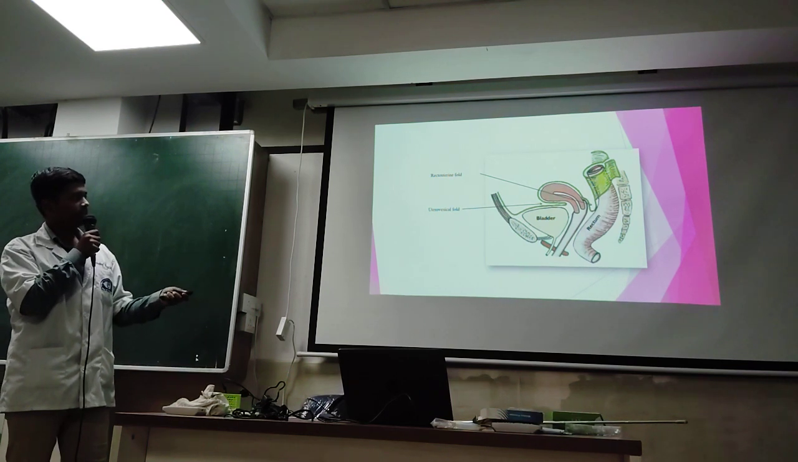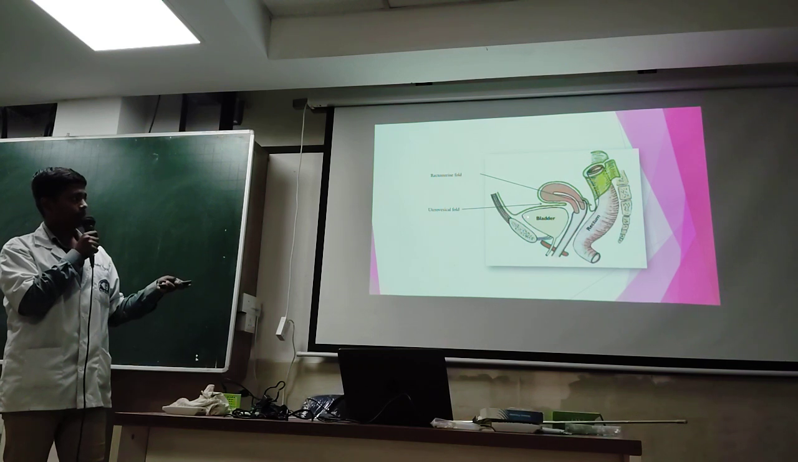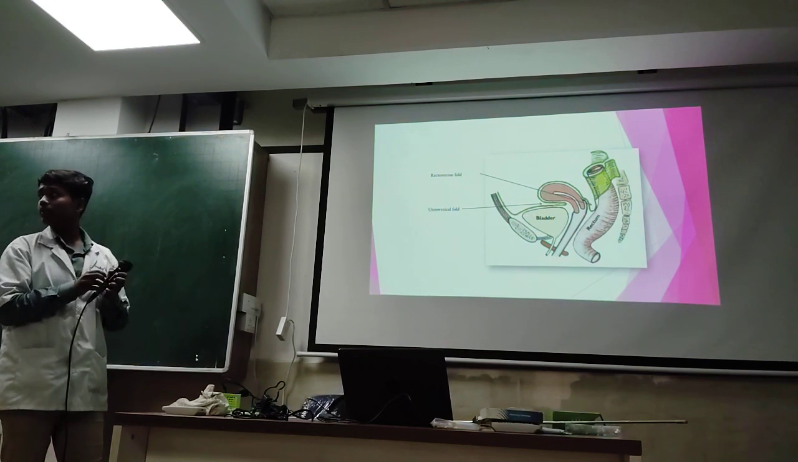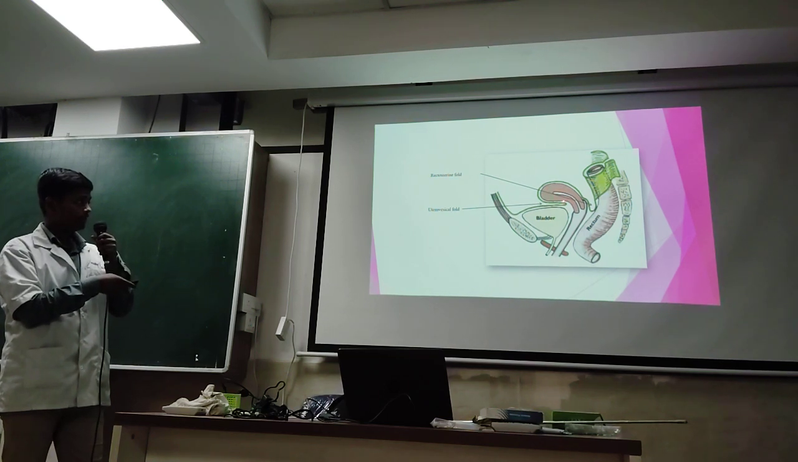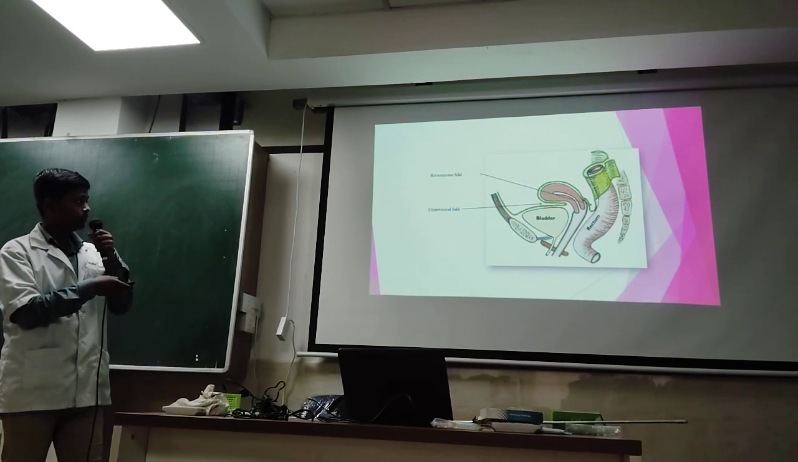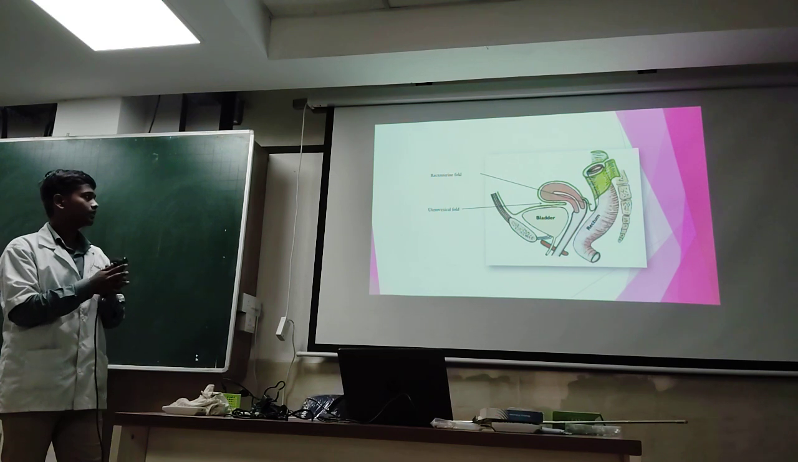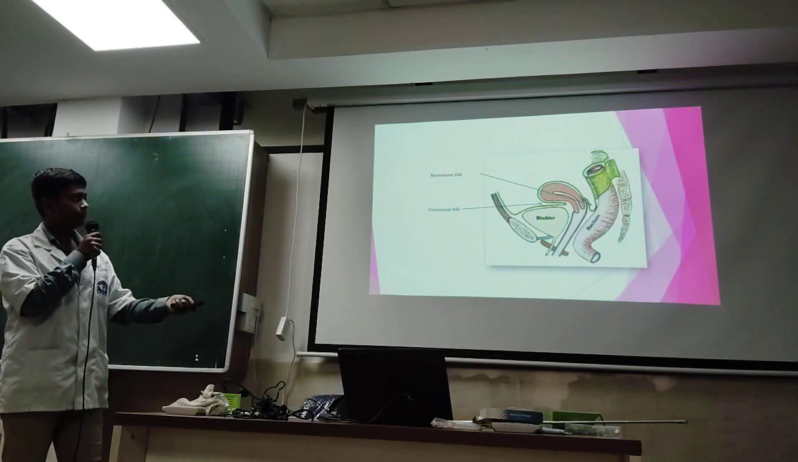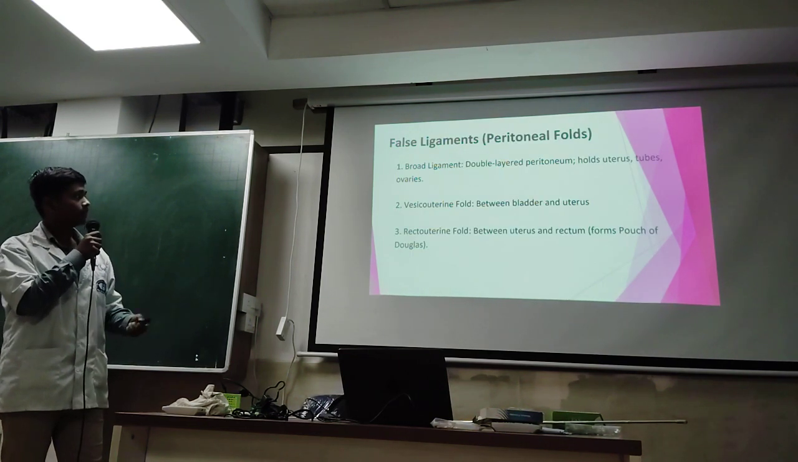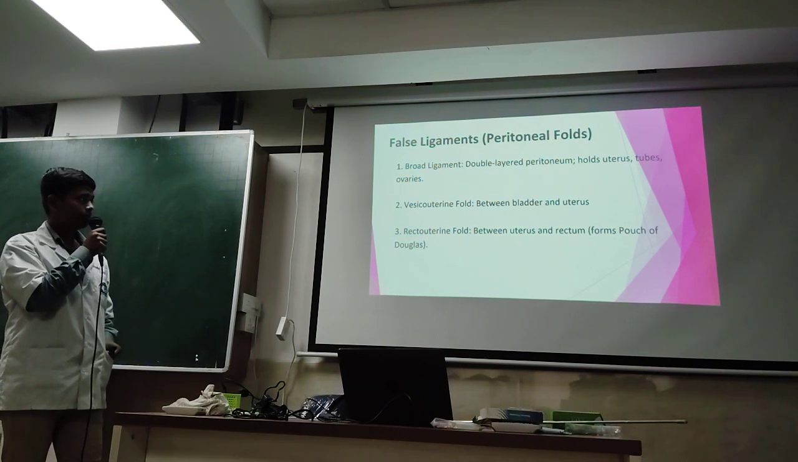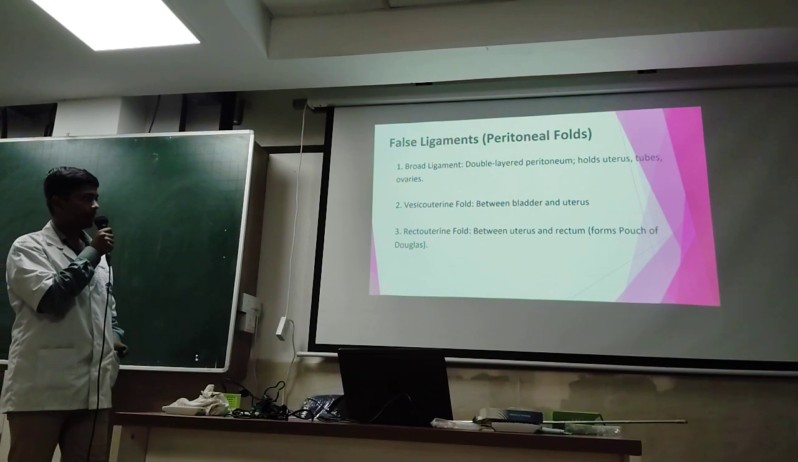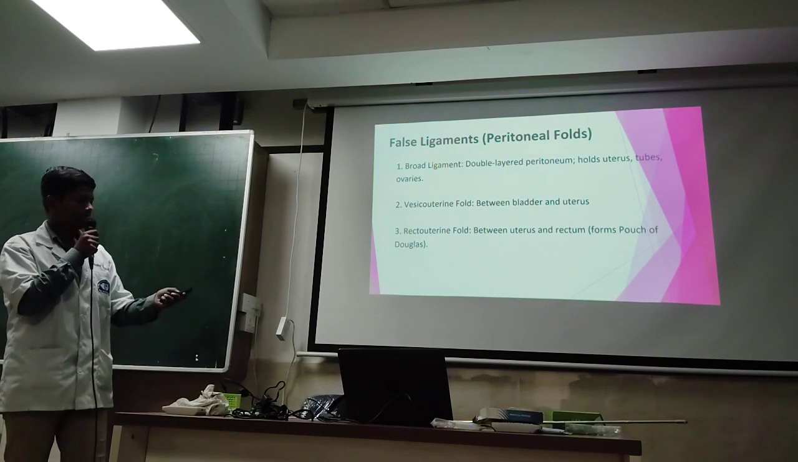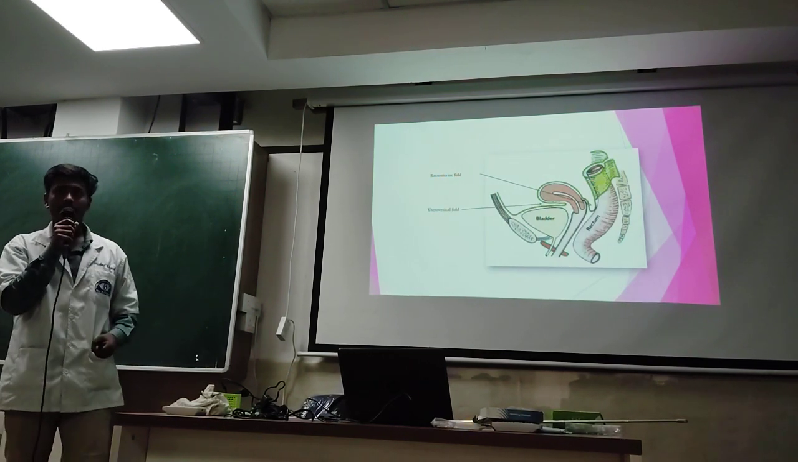Here in green color we can see the peritoneum, which forms the pouch, and this is the uterovesical fold, also called the vesico-uterine fold. And the last one is the recto-uterine fold. It lies between the uterus and the rectum and forms the pouch named the pouch of Douglas. Thank you everyone. Now I will hand over to Prerna for further discussion.